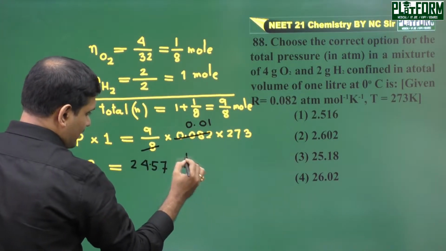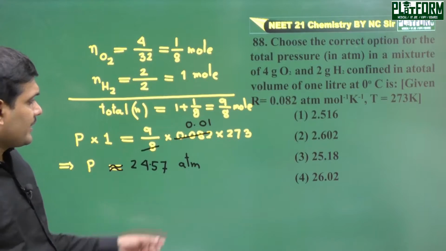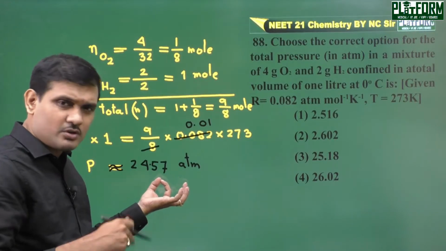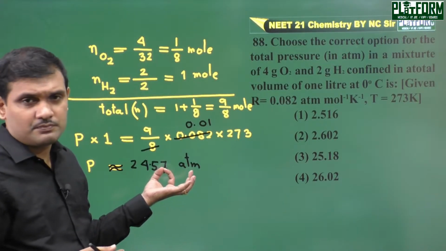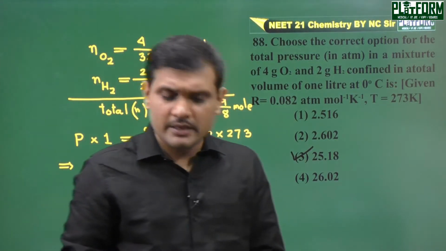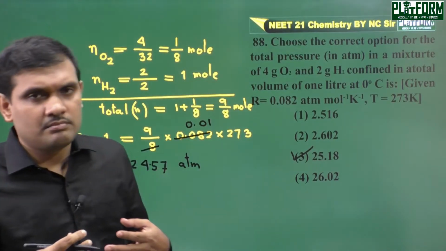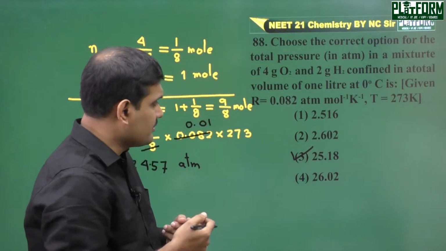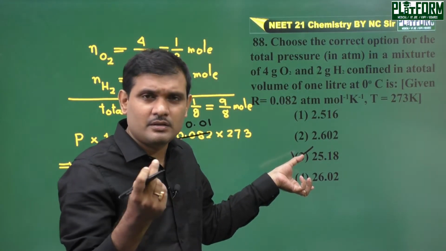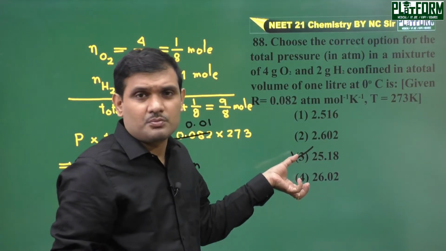This much atmosphere approximately. Now since we have approximated 0.082 as 0.08, the value should be somewhat greater than 24.57. We should get this value 25.18. I have got a certain answer by finding such close options. Again NTA shows some immaturity in providing the options.